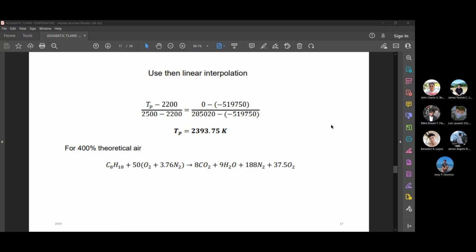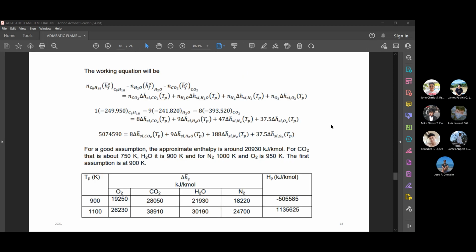And our temperature of the product is 2,393.75 Kelvin. For letter B, which is for 400% theoretical air, we have liquid octane plus 50 oxygen plus 3.76 nitrogen yields 8 carbon dioxide plus 9 water plus 188 nitrogen plus 37.5 oxygen. Next. Then our working equation will be stated below. And as usual, the derived formula that we have come up with is also stated below.